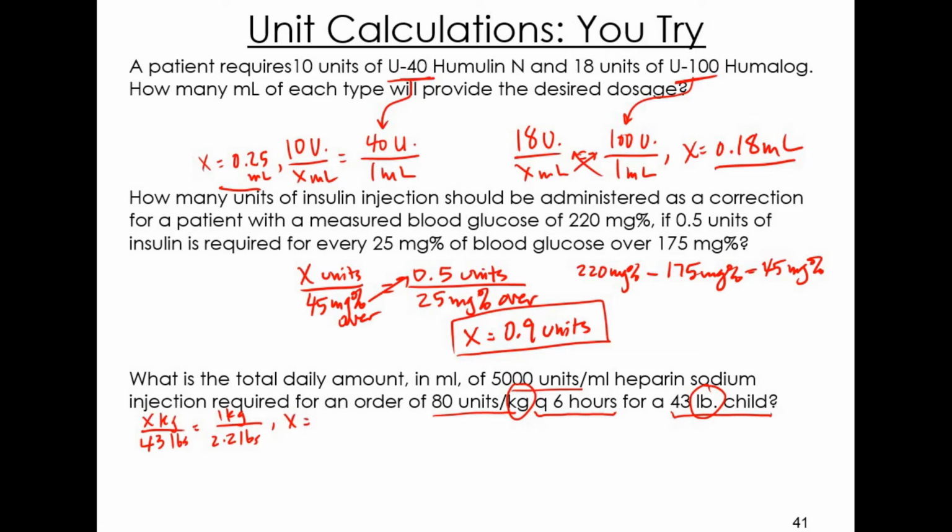Okay, so this tells us how many kilograms the child is, and that's 19.54 forever kilograms. Okay, so now we have the weight, so we can go to how many units are required. There are 80 units per kilogram of weight, and the child weighs 19.54 forever kilograms. So how many units?